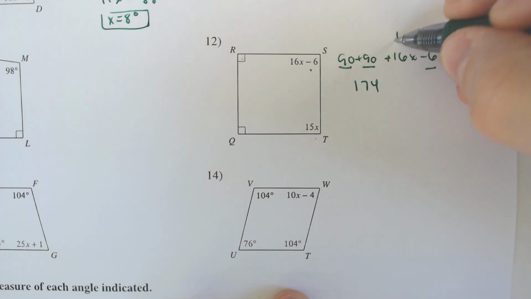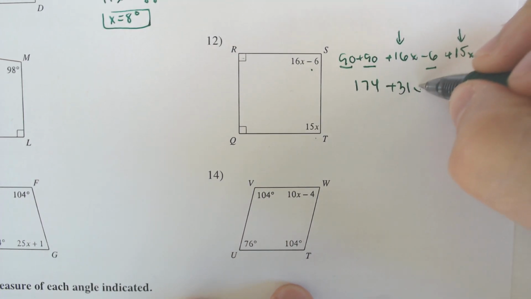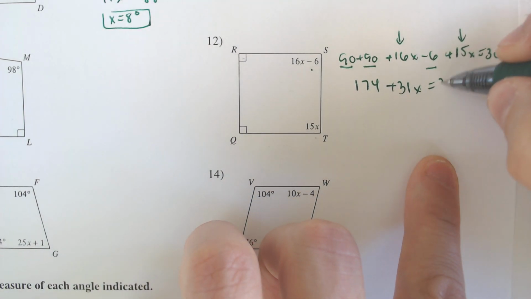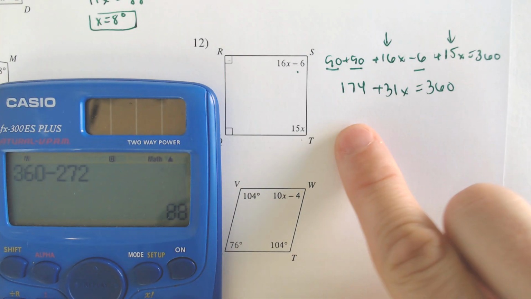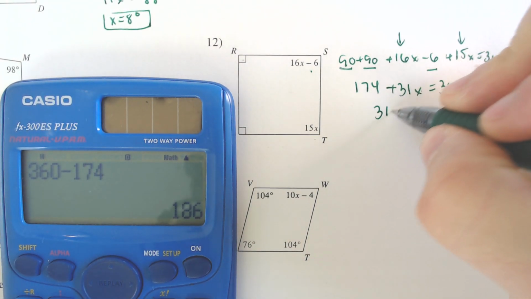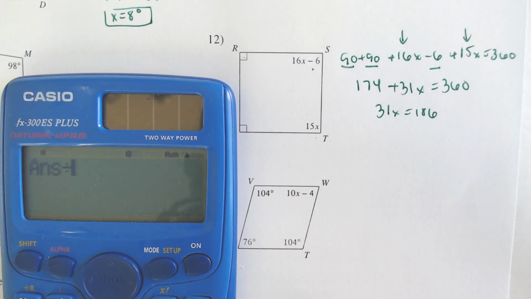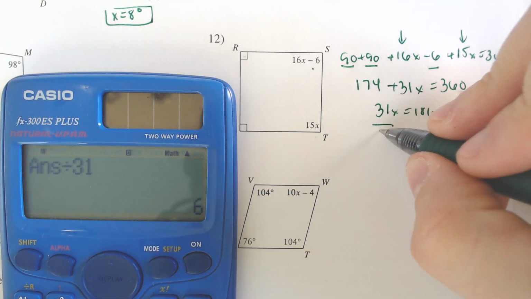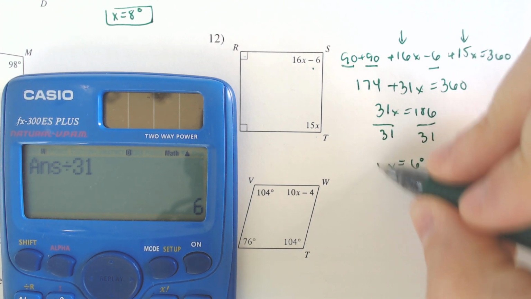The 16x and the 15x combine to make 31x, which will equal 360 degrees. Okay, let's move the 174 over. If we do 360 minus 174, you end up with 31x is equal to 186. Divide by 31 on both sides, and x will equal 6 degrees.